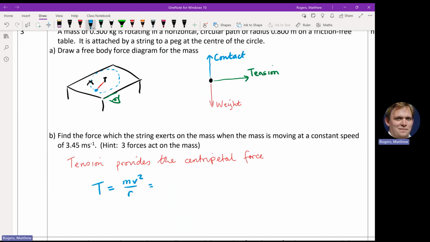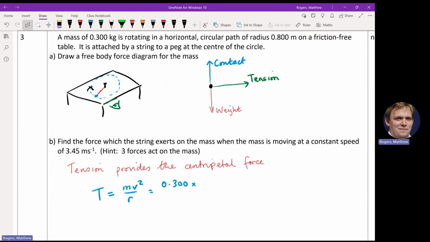In this case, we've got a mass of 0.300 going at a speed of 3.45 meters per second, and we're going to square that because it's v squared, divided by the radius, which is 0.800, which gives us a value of 4.46 newtons.